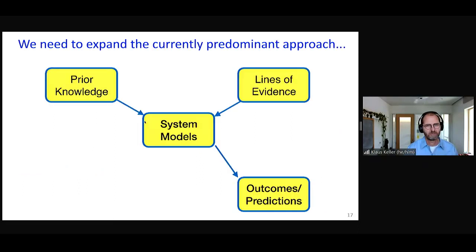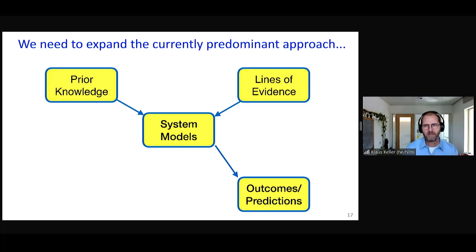Stepping back and coming to the conclusion, I think it is time, and many people have recognized this, to shift gears. Often when students are educated, we have this classic model of prior knowledge, lines of evidence, system model. We do some Bayesian data model fusion with outcomes and predictions. That's the part we say.